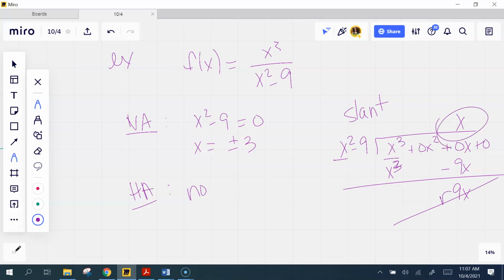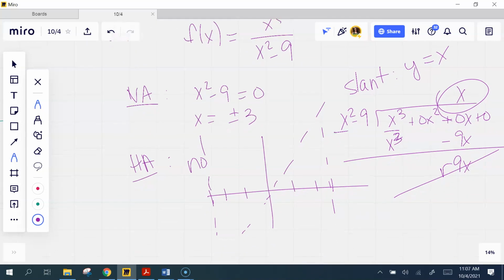That means that this, what's up top, is my slant asymptote. You can long divide, you can find the slant. You ignore the remainder and just take what you get when you divide. So this particular graph has 3 different asymptotes. It's got vertical asymptotes at plus or minus 3, and it's got a slant at y equals x. The line y equals x.